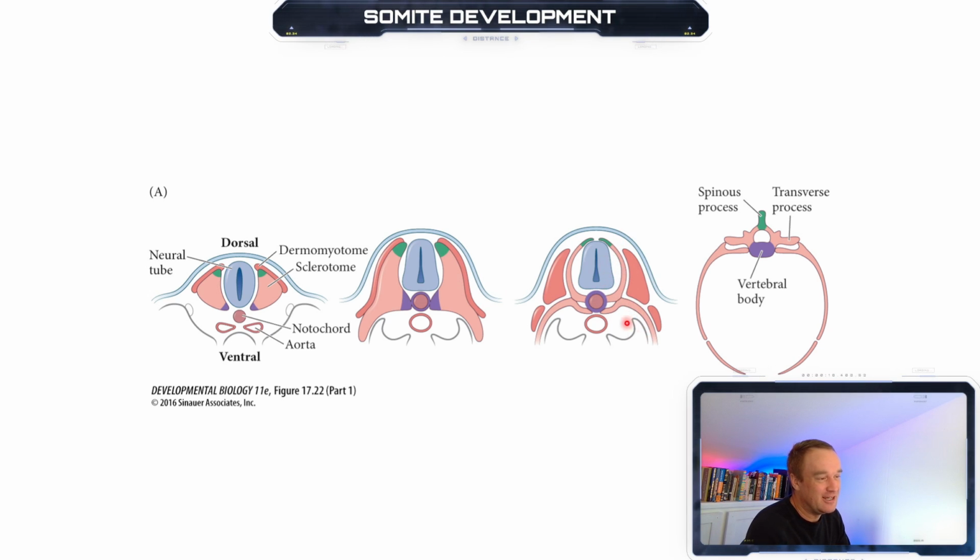So that's what's going on here with the sclerotome, and then it will eventually turn into your ribs, right? So you have your vertebral body right here, the processes of your backbone, your spinous process, and then you have your rib cage, right?